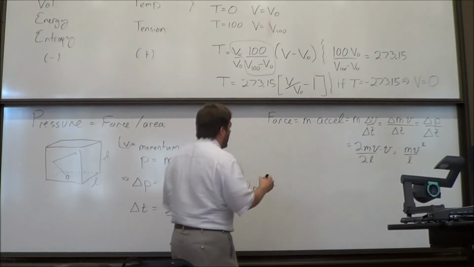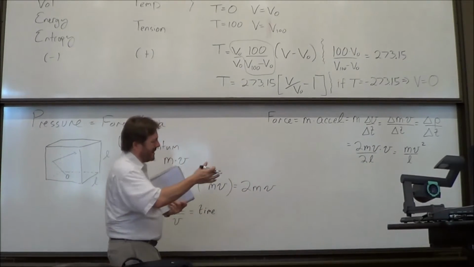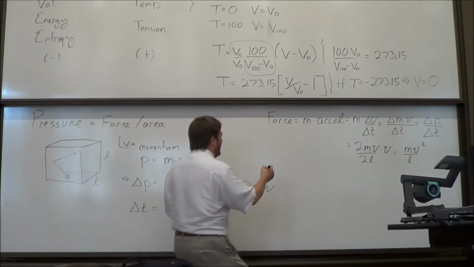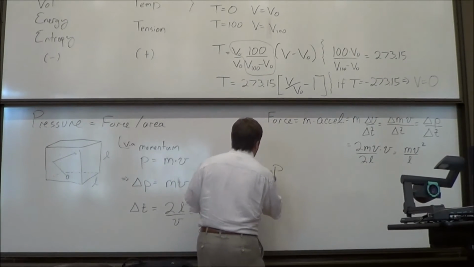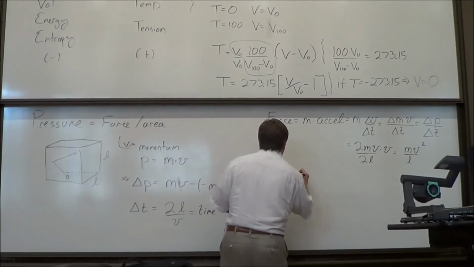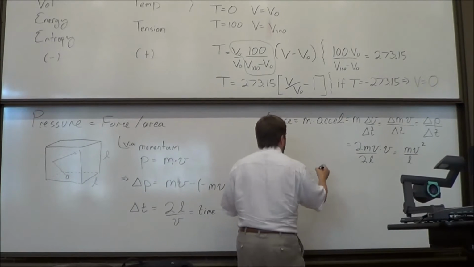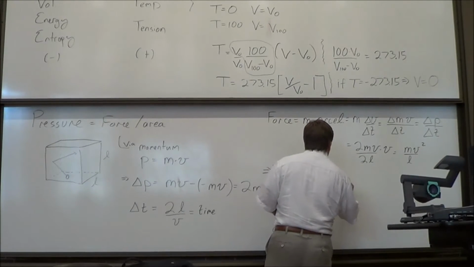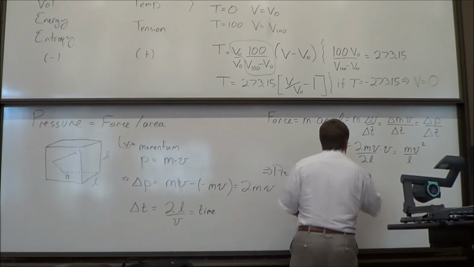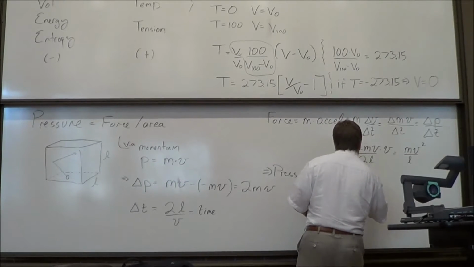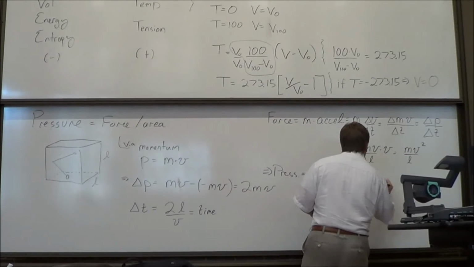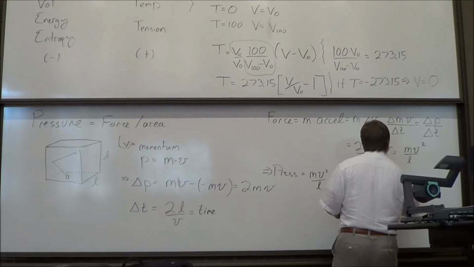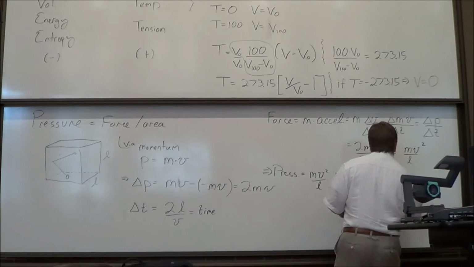Whoop-de-doo, but that's like, okay, so what? But remember, I wasn't really trying to get to force, I was trying to get to pressure. Okay, therefore pressure is force over unit area, so mv squared. Now I've already said that area is L squared, which is mv squared over L to the 3. I'll move this up in a second. So it's mv squared over the volume.